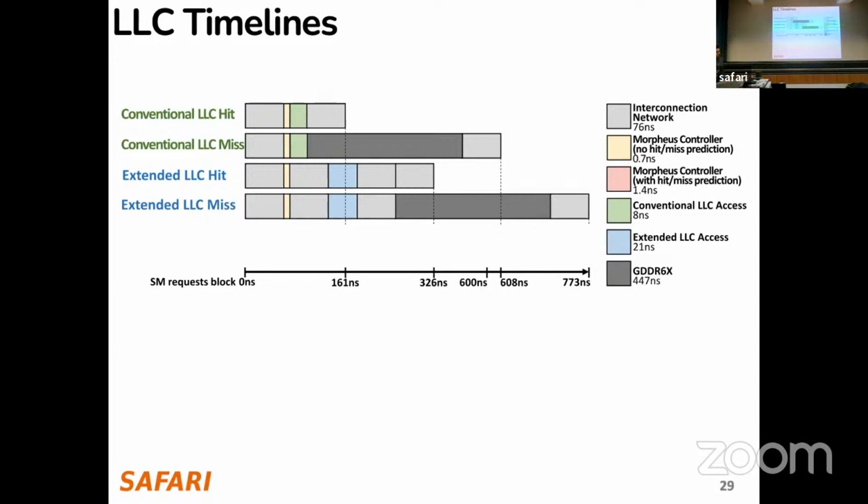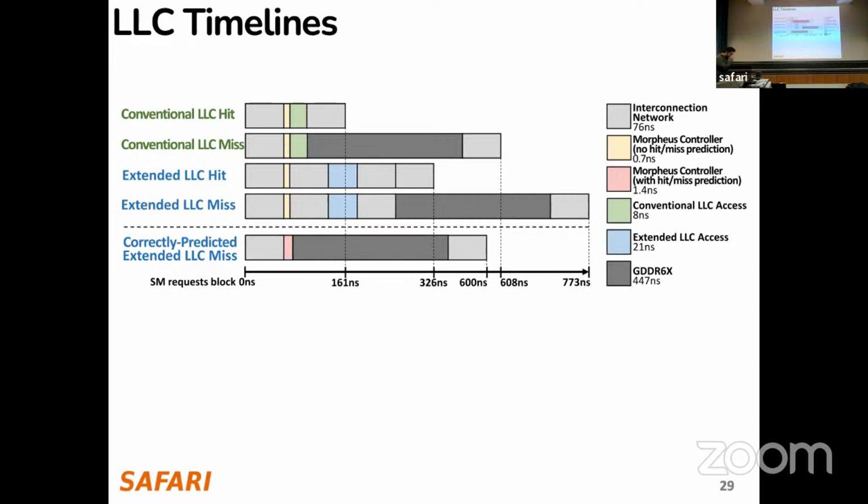That's good. Now here's where it gets painful. An extended LLC miss means we first spend time going over the interconnection network to the Morpheus controller, from the Morpheus controller back to a core over the interconnection network, trying to check the extended LLC in that core, back over the interconnection network, realizing that we missed in the extended LLC, then going after all to the off-chip memory, and then back to the core that originally requested the address. So this is really painful. Many round trips over the interconnection network, plus an off-chip memory access, and in the end, we're even slower than if we just had a conventional GPU. Right? This is the worst case scenario with our new proposal.